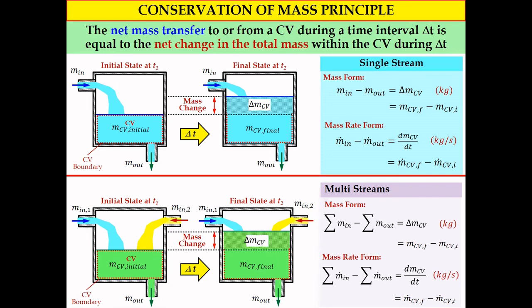If we apply this equation to the second schematic diagram, the final equation will be m in dot 1 plus m in dot 2 minus m out dot equals dm_CV over dt. So that's the final equation for the second schematic diagram. Okay, so that's the explanation for the conservation of mass principle.